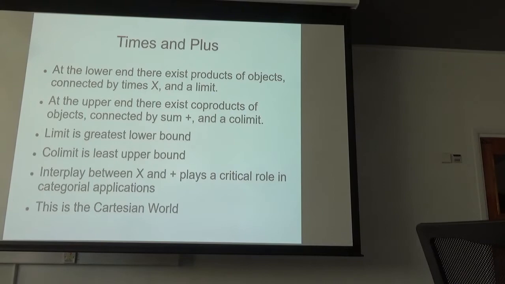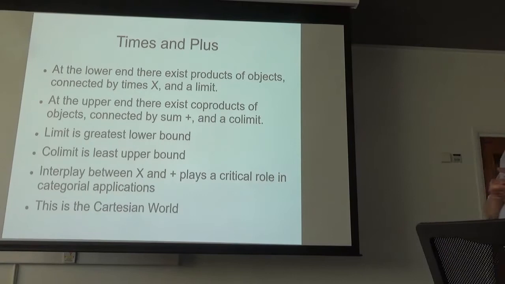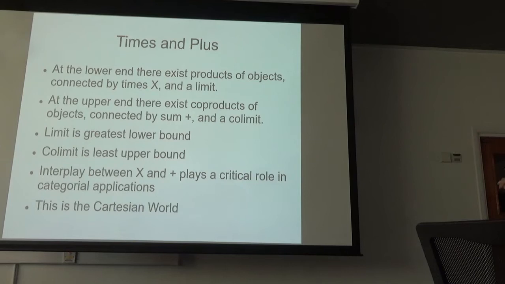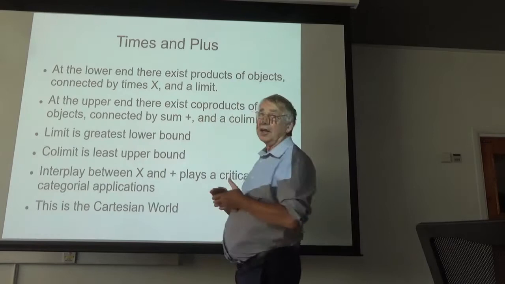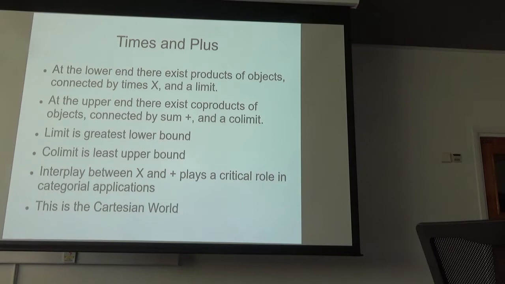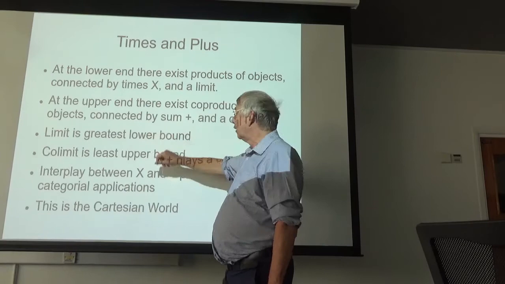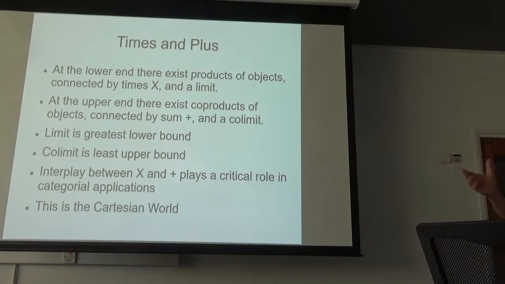Yes, so at the lower end, you have products connected by times and the limit. And at the upper end, there are co-products. Co always means plus in category theory, if it's qualified as against something like. So the product is times, the co-product is plus. So this is the plus side of a structure. So you imagine you've got a structure that the lower end is closed and it's products, and the top end is closed by sums. The limit is the greatest lower bound in classical set theory. And the colimit is the least upper bound. But their definitions are a bit more complex in category theory.